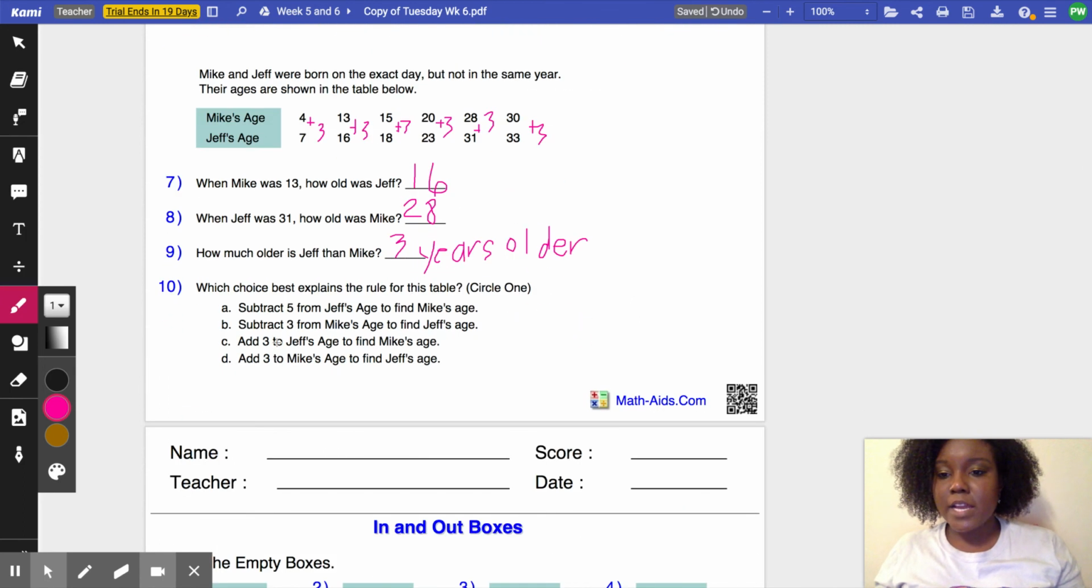All right, last one, number 10. Which choice best explains the rule for this table? Circle 1. Subtract 5. Well, I never subtracted 5, so I know that one's not right. B, subtract Mike's age to find Jeff's age. So Mike, I don't do 4 minus 3 to get 7. Can't be B. C, add 3 to Jeff's age to find Mike. Jeff, 7 plus 3 is 4. No, I didn't do that. D, add 3 to Mike's age to find Jeff's age.